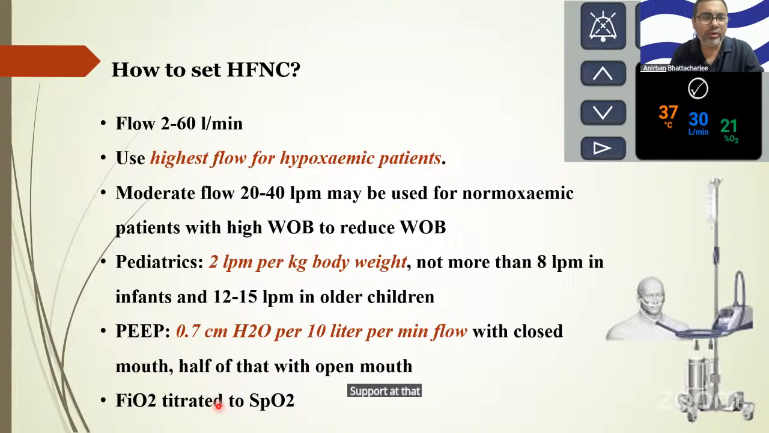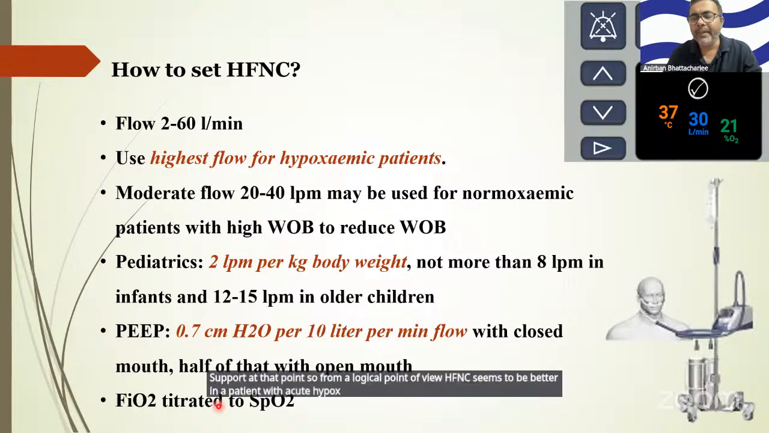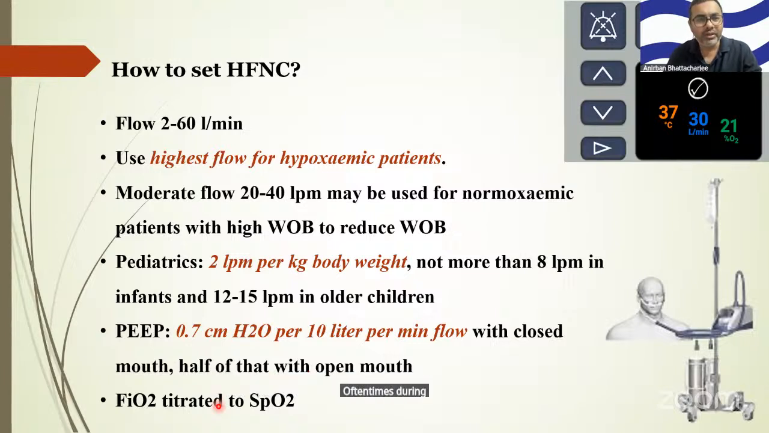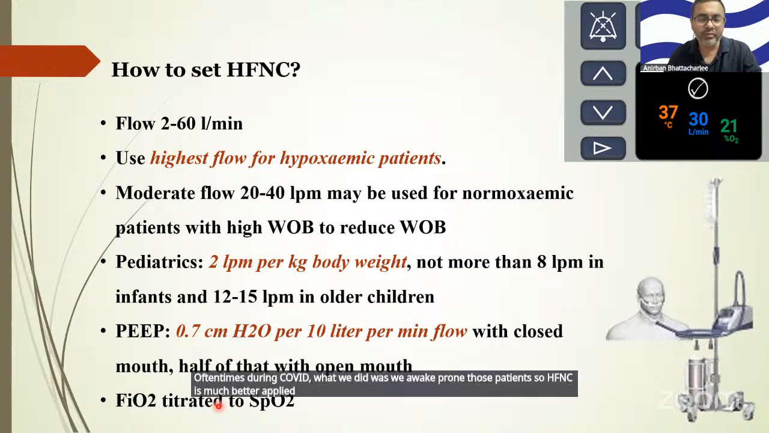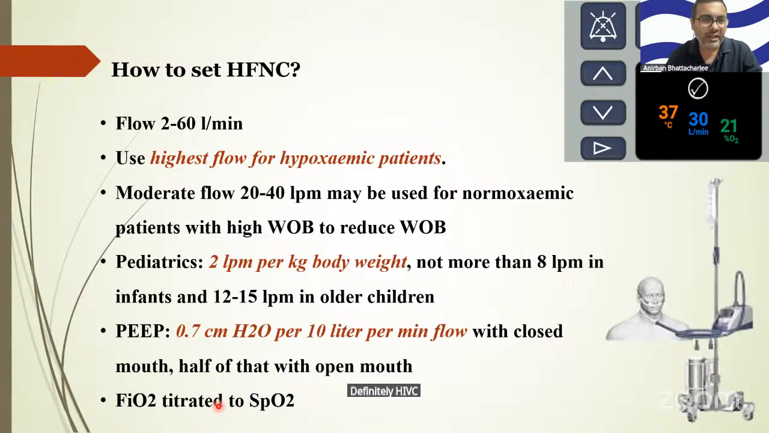So from a logical point of view, HFNC seems to be better in a patient with acute hypoxemic respiratory failure. Oftentimes during COVID, what we did was we awake proned those patients. So HFNC is much better applied in those patients. You can prone those patients easily with HFNC rather than with an NIV mask. So from a logistic point of view and from a physiological point of view, definitely HFNC seems to be more advantageous.